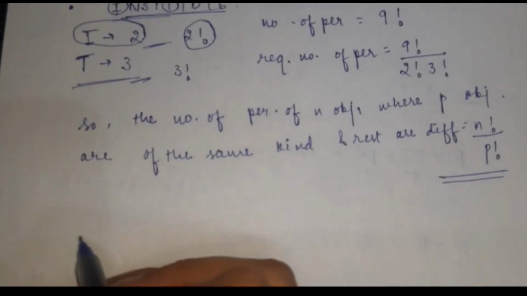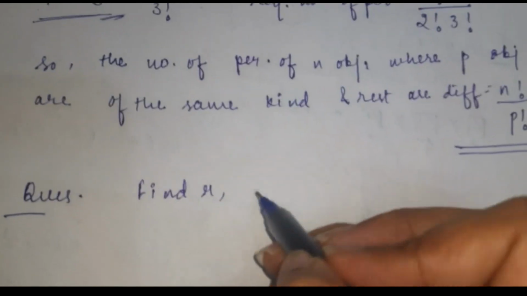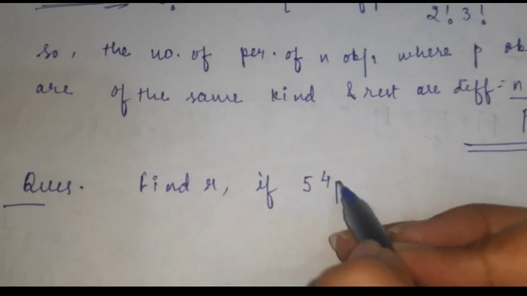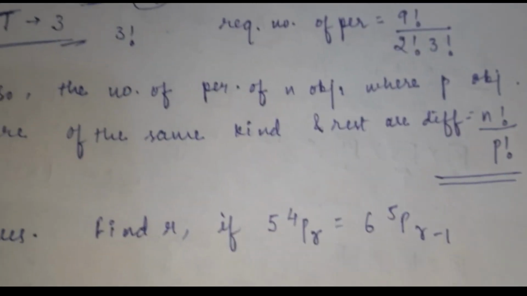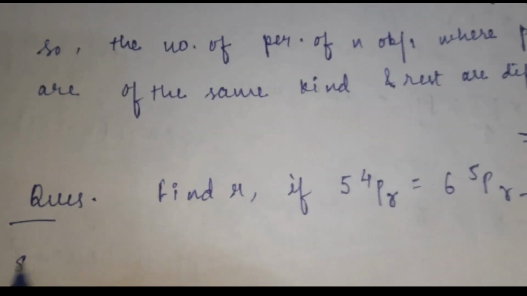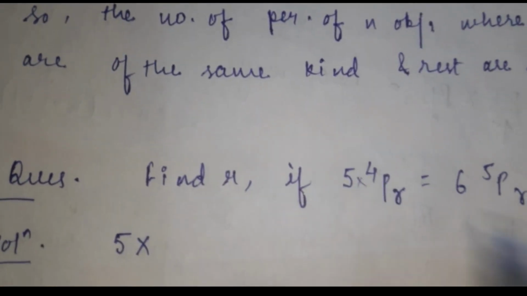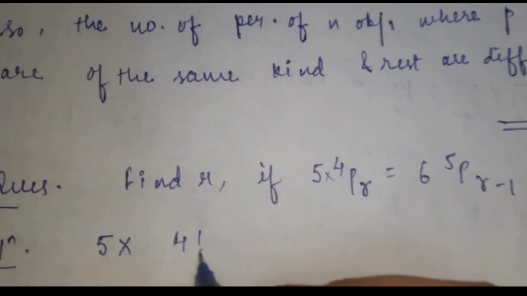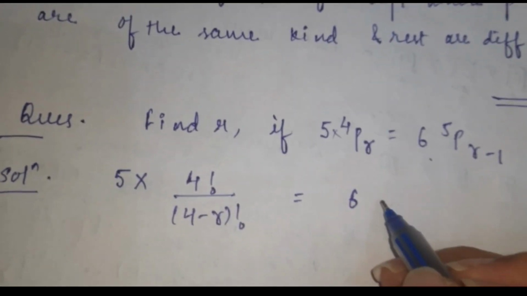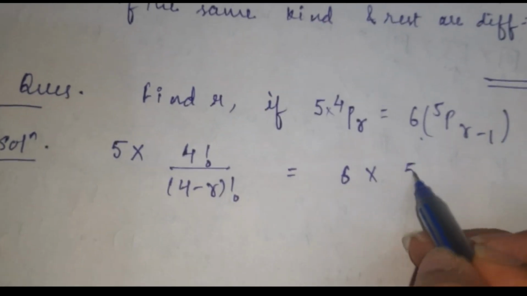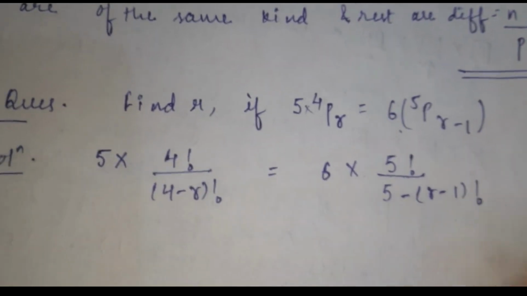So now let's solve a question related to permutations. I have to calculate the value of r if 5 times 4Pr equals 6 times 5P(r-1). Since we know the formula of nPr, we write 5 as it is, multiplied by 4Pr, which can be written as 4 factorial divided by (4 minus r) factorial, equals 6 times this formula, 5 factorial divided by (5 minus (r minus 1)) factorial.